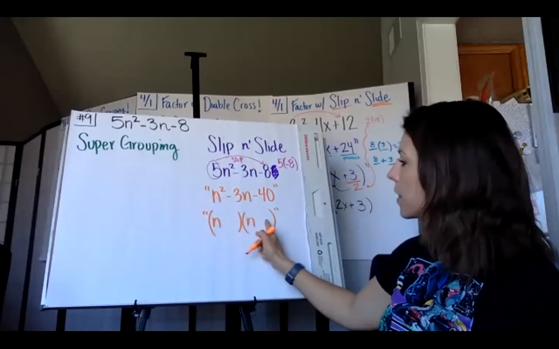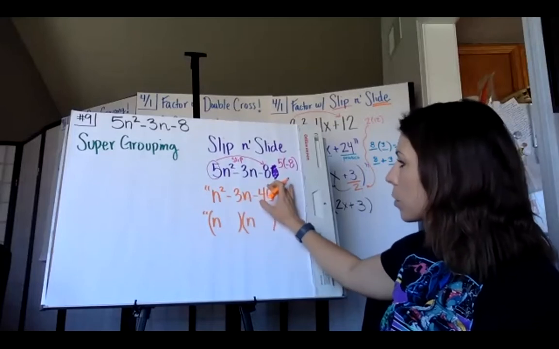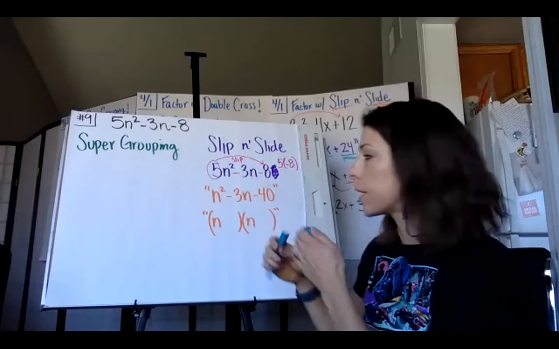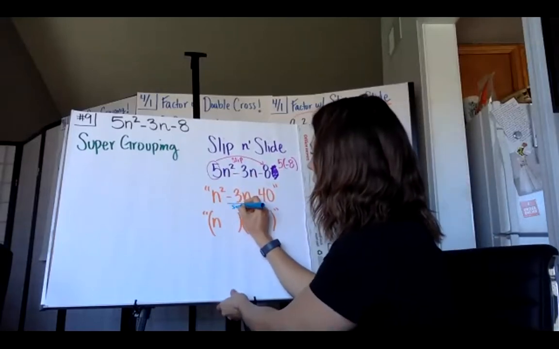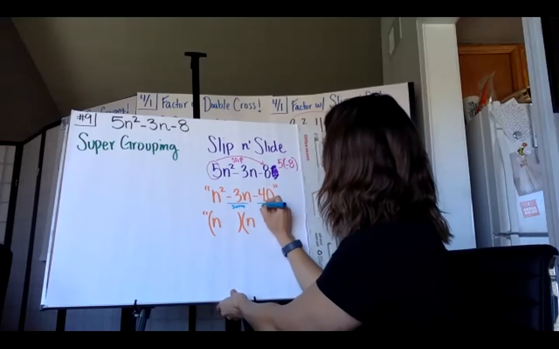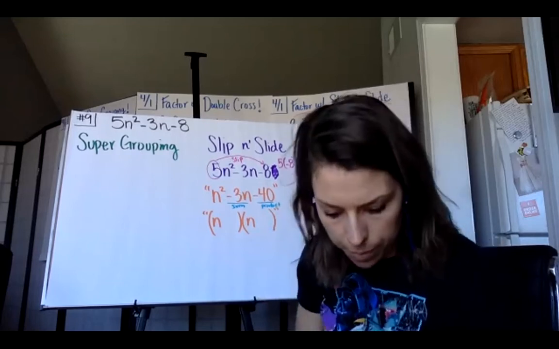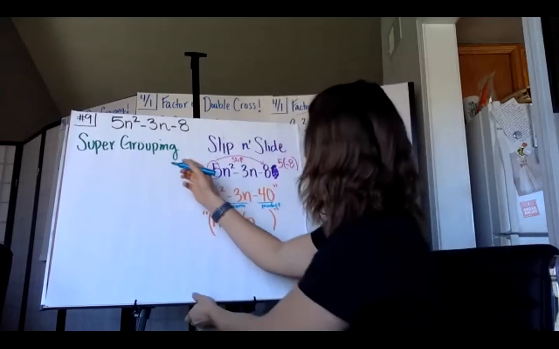Now I just need to find the second term, basically what times what is negative 40, but also adds to negative 3. So that's where the P's and Q's game comes in. So now I play the game: what two numbers have a sum of negative 3 and a product of negative 40? I'm going to come over here and play it.